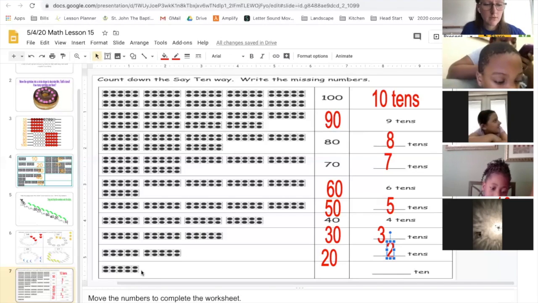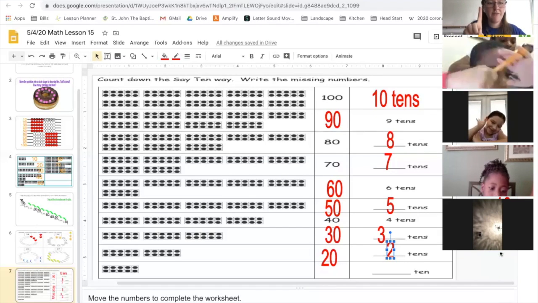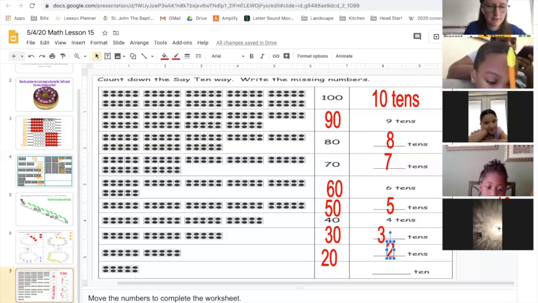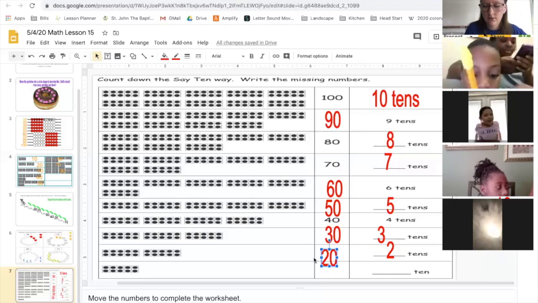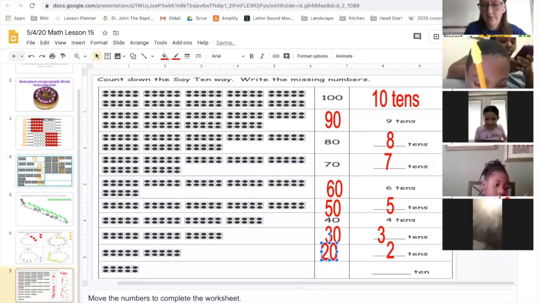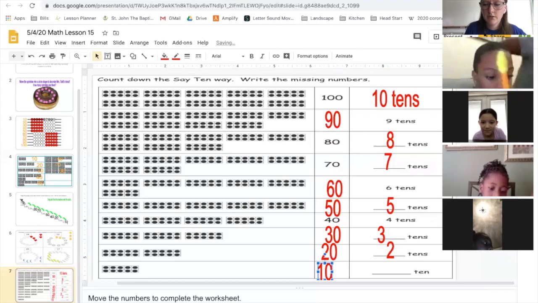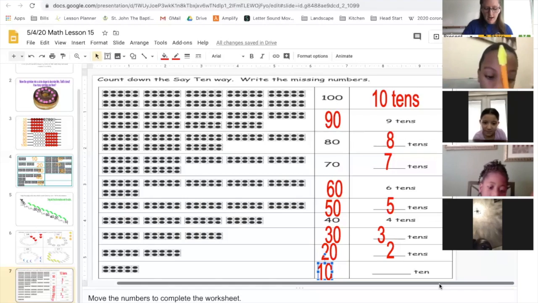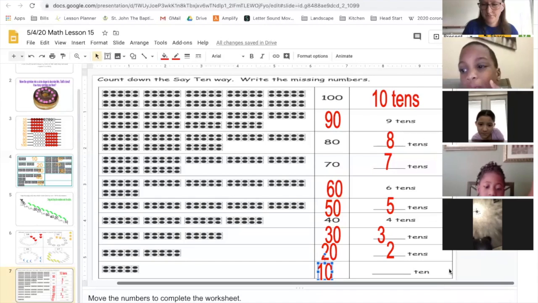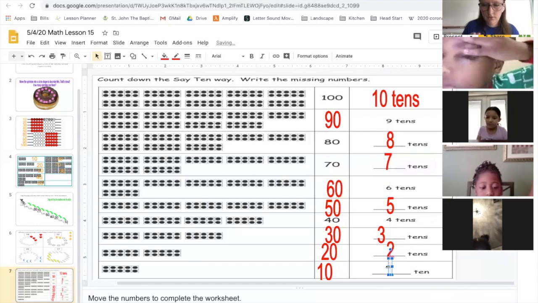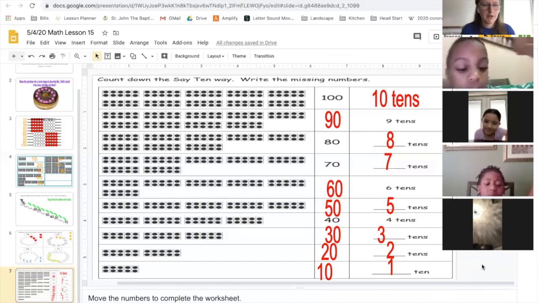How many 10 frames? 1. 1 10 frame. And 1 10 frame means that how many dots are there? How many dots in the frame? 10. Very good. So I'm going to find my 10 and put it in my picture. And that is shown as 1 10. There's 1 10. There you go.